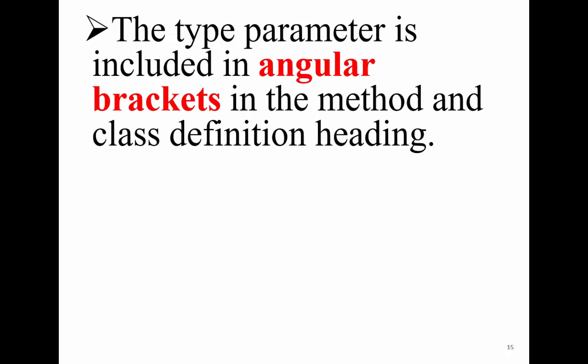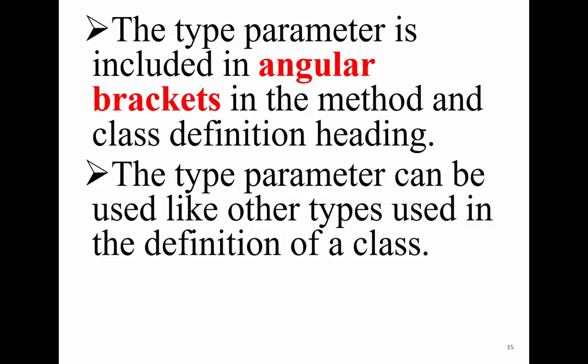Normally we provide the type parameter inside the angle brackets. Inside the angle brackets you provide the type, inside the definition of the method or the definition of the class. The type can be used like any other type. So capital T, you can use it, you work with it, don't be afraid of seeing capital T or E or X or B inside the angle brackets. Work with it as any type, as you work with integers or doubles.